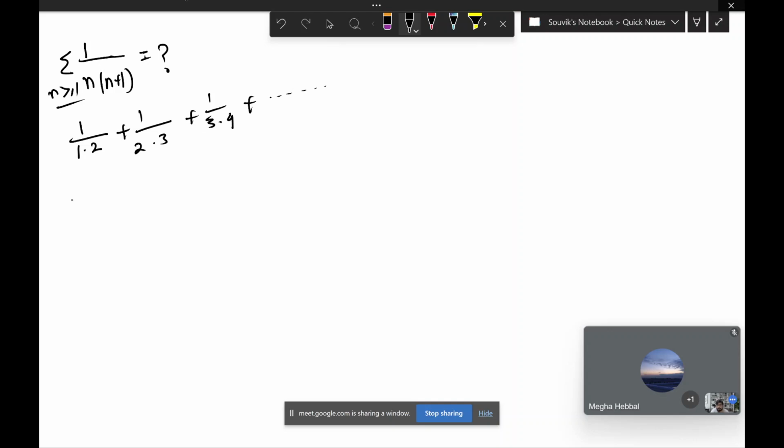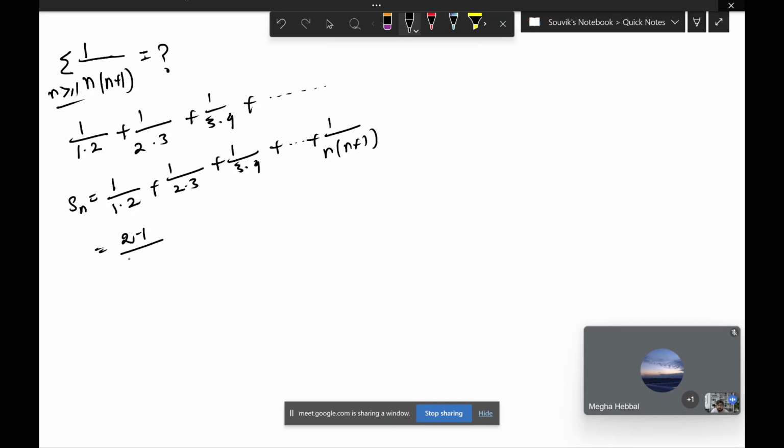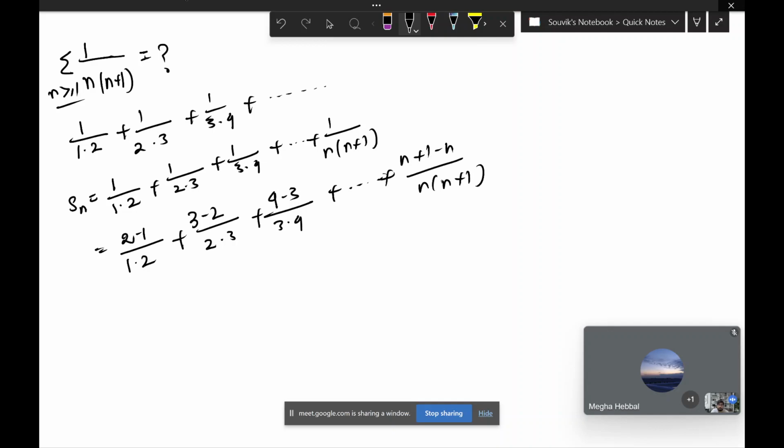So consider the nth partial sum Sn. This will be equal to 1 by 1 into 2 plus 1 by 2 into 3 plus 1 by 3 into 4 plus dot dot dot up to the nth term 1 by n into n plus 1. We can write this as follows. 1 can be written as 2 minus 1 by 1 into 2, this as 3 minus 2 by 2 into 3, and so on, up to n plus 1 minus n by n into n plus 1.